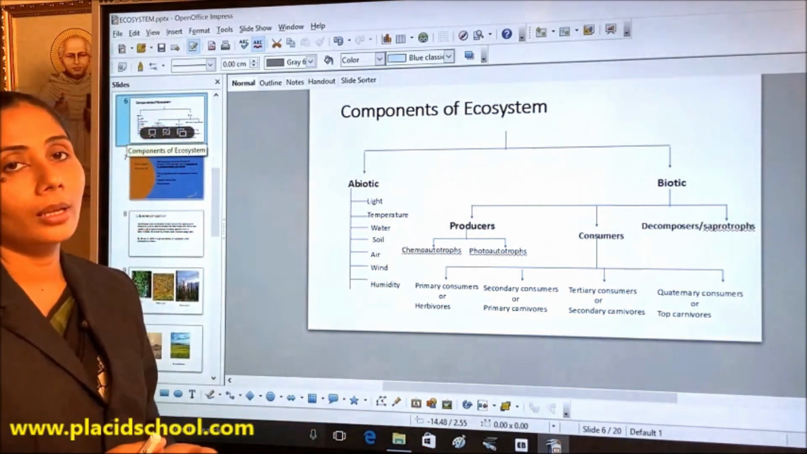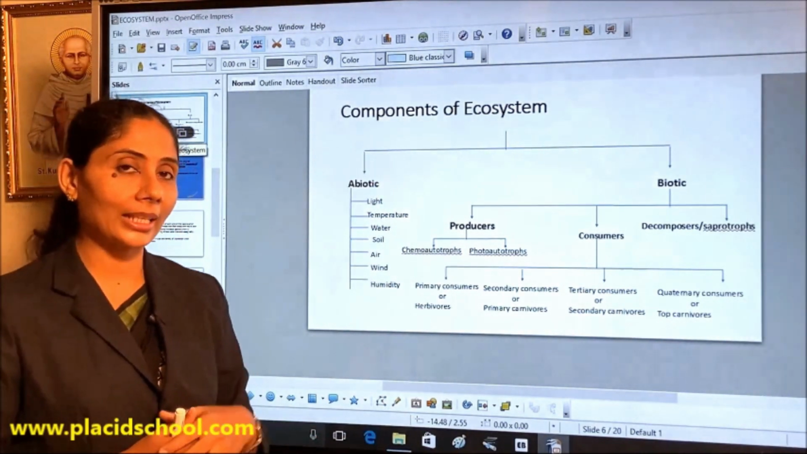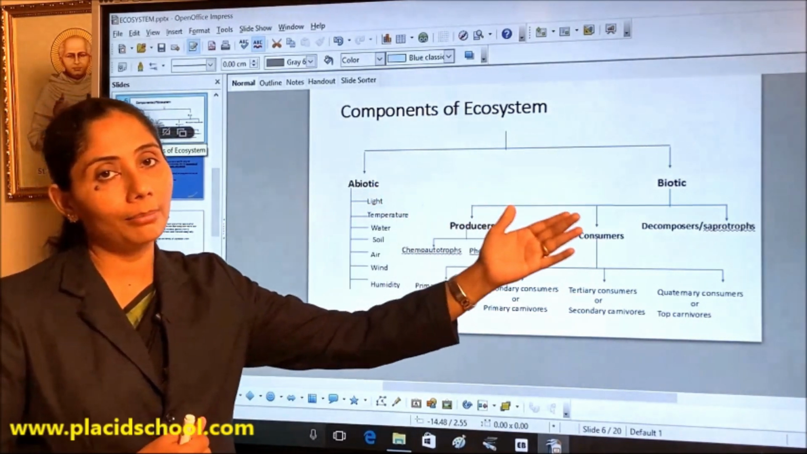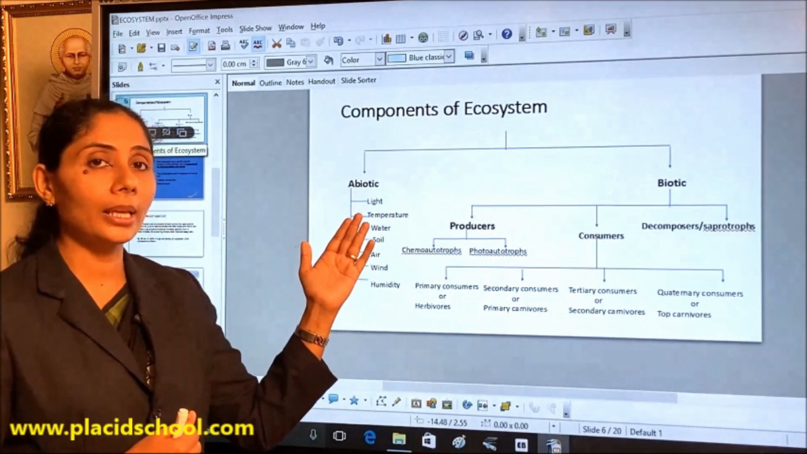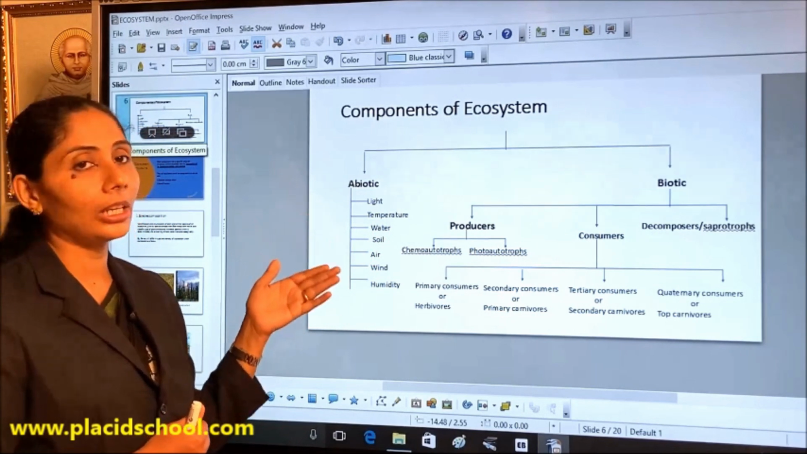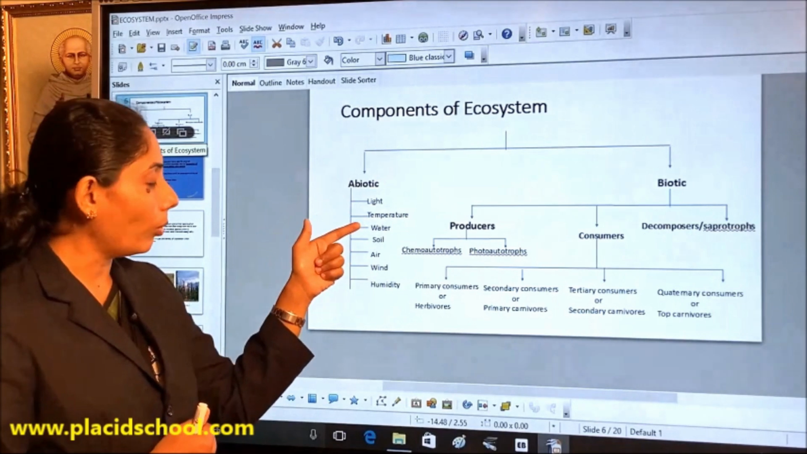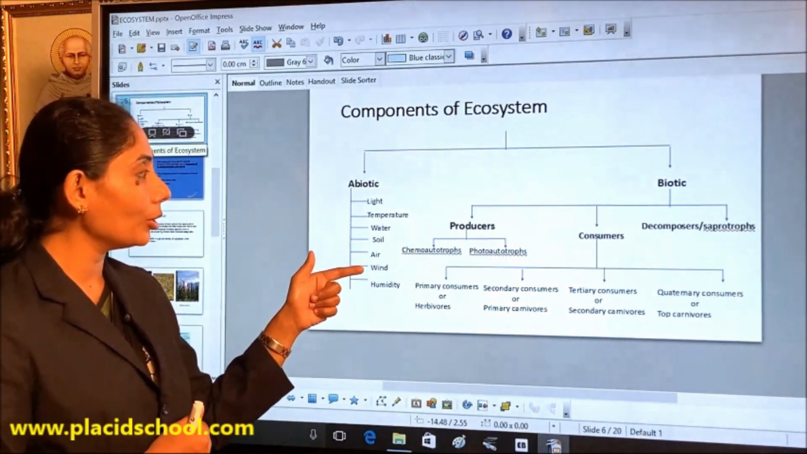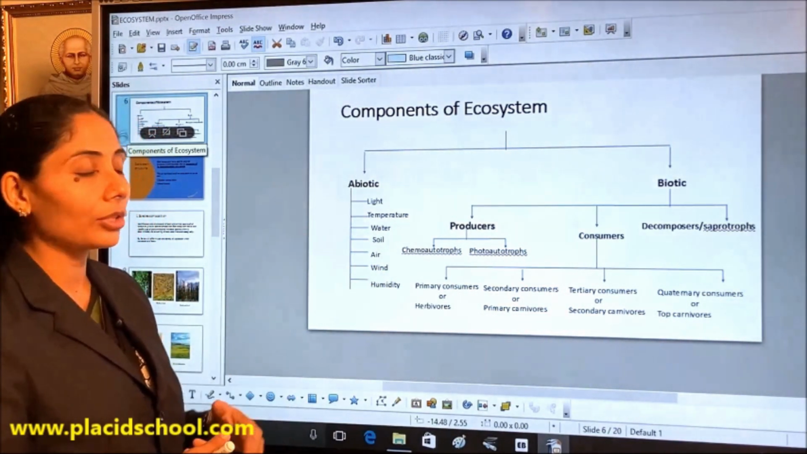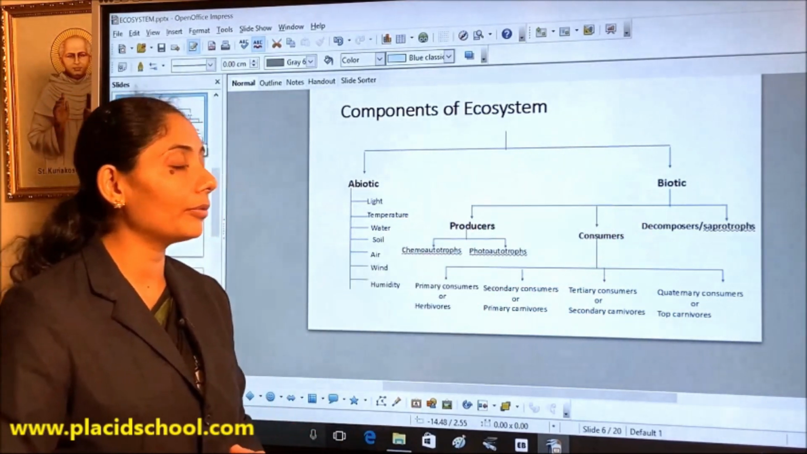Moving on to the next aspect of the ecosystem: components of the ecosystem. As I've already told you, an ecosystem comprises both abiotic and biotic components. What are abiotic components? Abiotic components are the non-living components, or you can say all the physical components, like light, temperature, water, soil, air, wind, humidity, which surround an organism. That is what is referred to as the abiotic component. Then what is the other important component of the ecosystem?